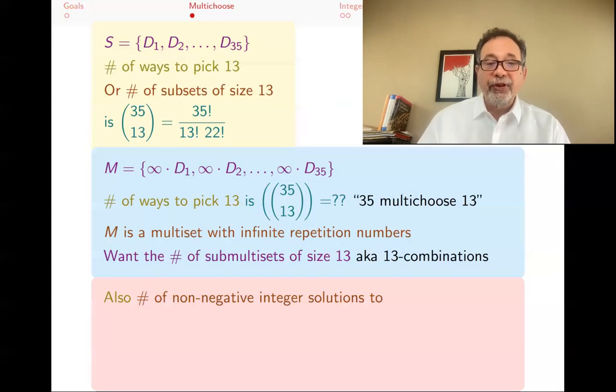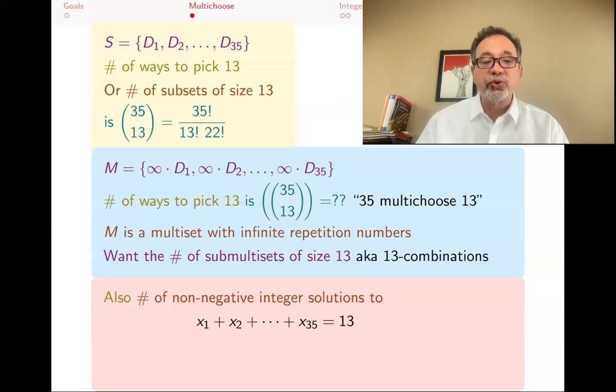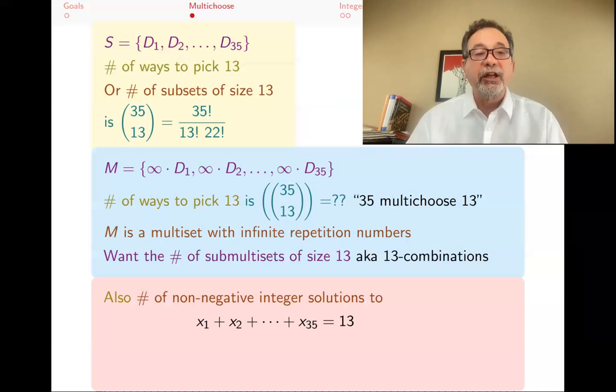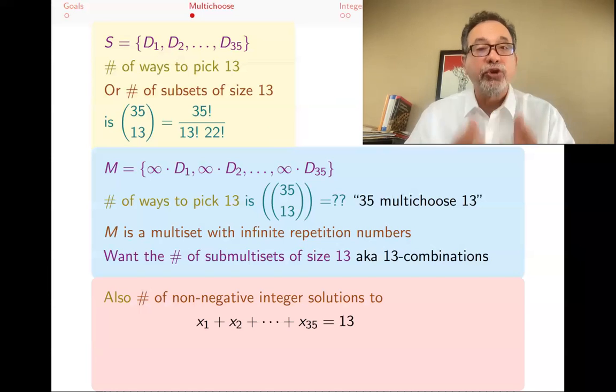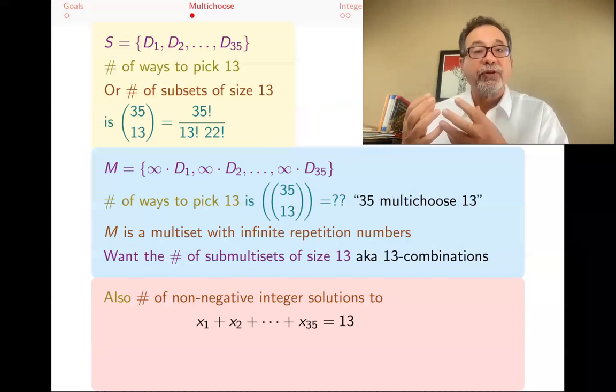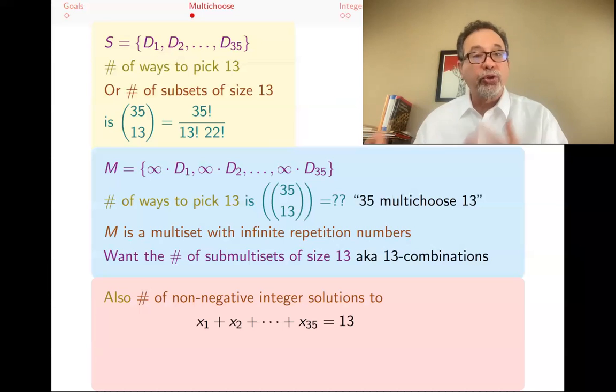So another way of thinking about the same problem is that I want the number of non-negative integer solutions to this linear equation, x1 plus x2 plus ... plus x35 equals 13. How is that the same? Well, x1 is going to be the number of donuts of type 1 I want to buy. x2 is going to be the number of donuts of type 2 I'm going to buy, all the way till x35, which is the number of donuts of type 35 that I'm going to buy. And I want the total to be 13. I want each one of these to be a non-negative integer. I want them to be either positive or 0.